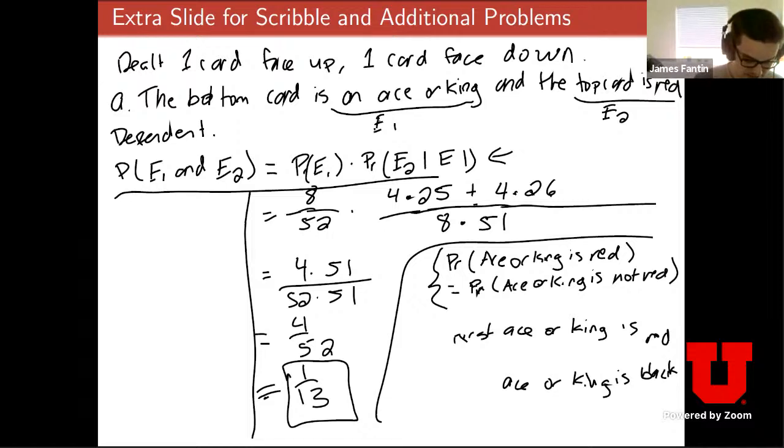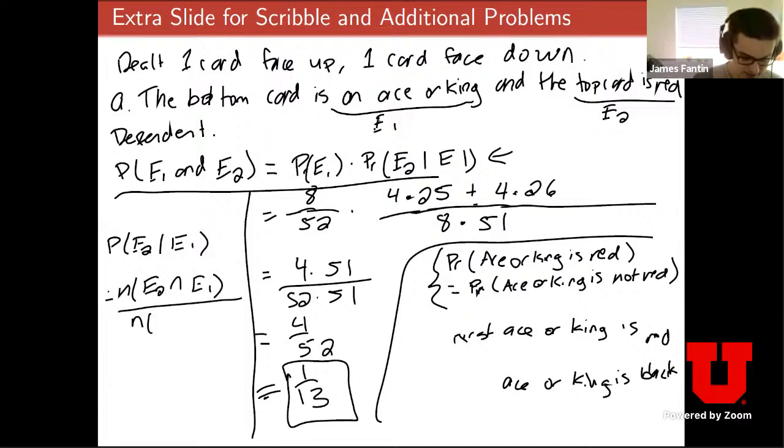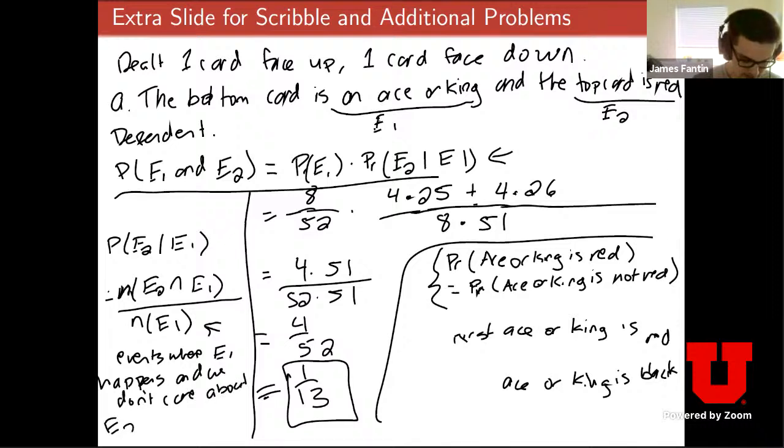Somebody asked, what's the formula for probability? The probability of E2 given E1 is the number of events in the intersection divided by the number of events in E1. Some students get a little confused. This is the notation that the book uses, and it's a little confusing. But what they mean here is the number of events where E1 happens, and we don't care about E2, but we still include all the possibilities.